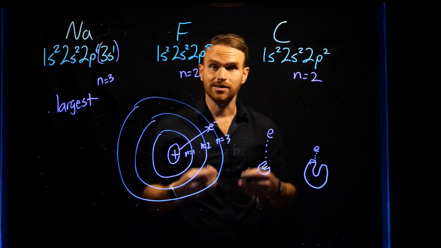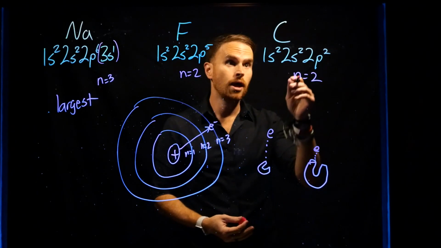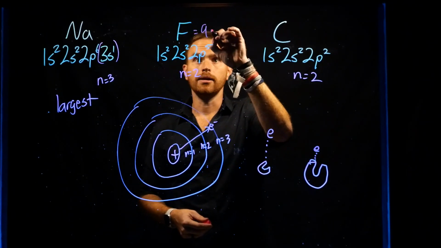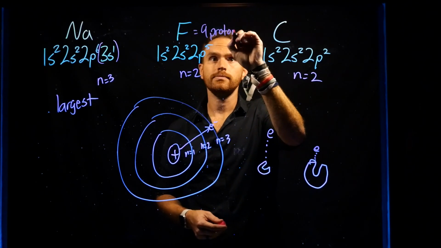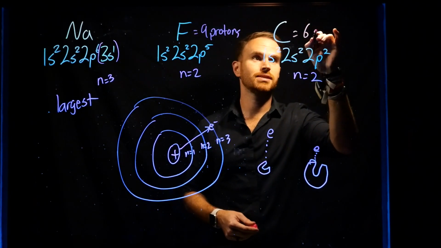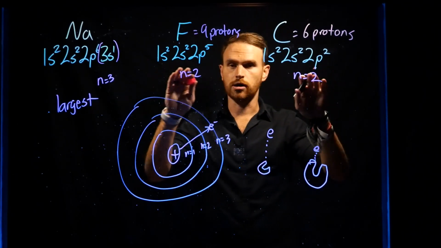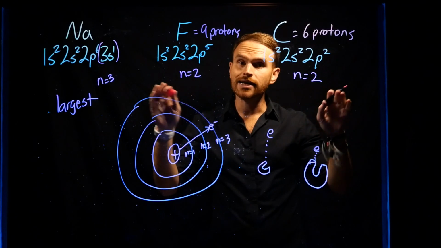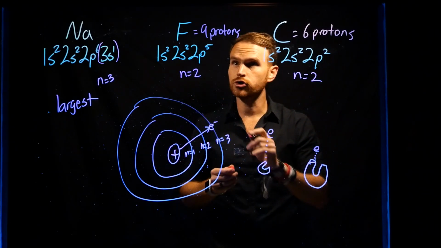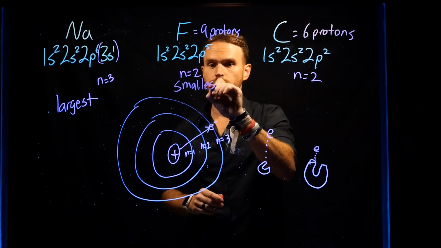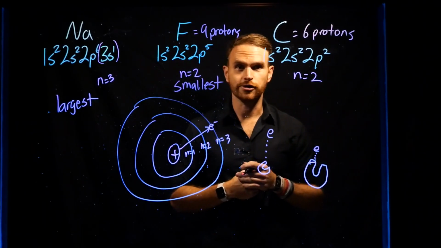And since fluorine is the 9th element on the periodic table, compared to carbon, which is the 6th, then fluorine has 9 protons, whereas carbon only has 6 protons. This means that even though all of their electrons are in the same shell, that shell is actually going to be pulled closer with fluorine because it has the larger effective nuclear charge.